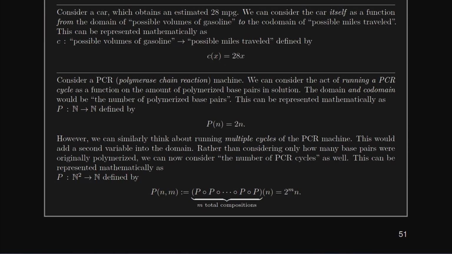Another example, I've got a car which obtains an estimated 28 miles per gallon. We can consider the car itself as a function which has a domain of possible volumes of gasoline and a codomain of possible miles traveled, right? So we can write C, the car, as mapping possible volumes of gasoline into possible miles traveled. We can just define it by C of x equals 28x, because the total number of possible miles will just be 28 miles per gallon, and it's going to be taking the gallons of gasoline and multiplying them by 28.